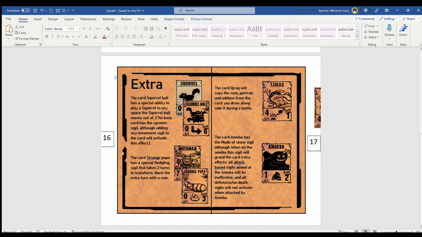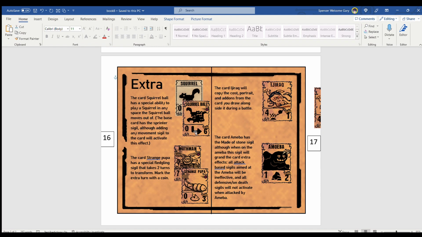So we have the Squirrel Ball, which has the special ability to play a squirrel on any space the Squirrel Ball moves out of. The base card has the Sprinter Sigil, although adding any movement sigil to the card will activate this effect. So if you added Clinger to it, every time a card is played on your side, it'll move towards that card and thus play a squirrel where it left.